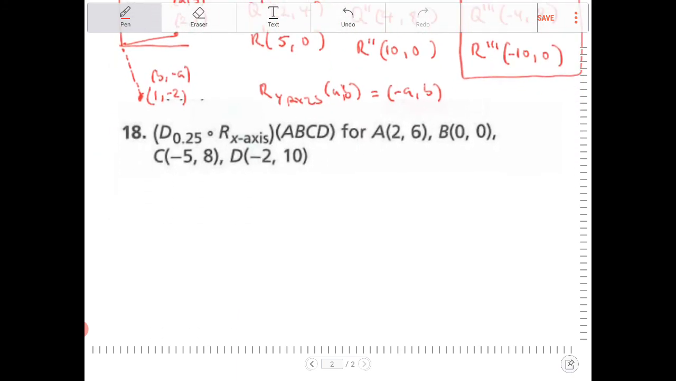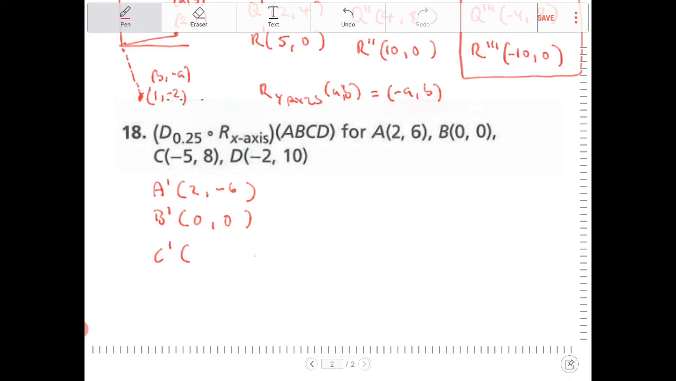And the last question. Sorry that this video is becoming so long, but this will give you a sense that each of the homework assignments should be somewhere between 15 to 30 minutes. Okay, so we're reflecting something over the x-axis. So again, when we reflect something over the x-axis, we are going to be negating the y-coordinate. So this is 2 comma negative 6. B prime will become 0, 0, because 0 is neither positive nor negative.